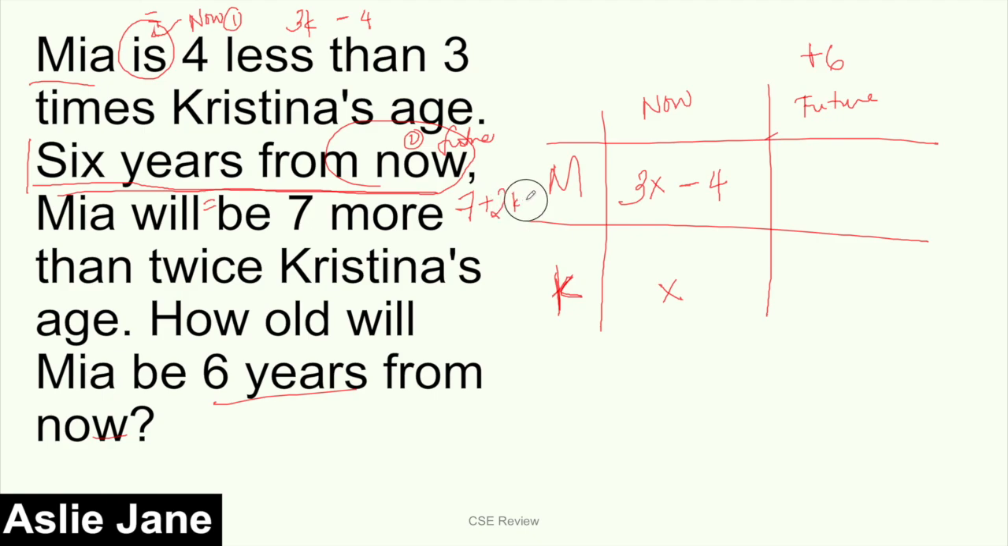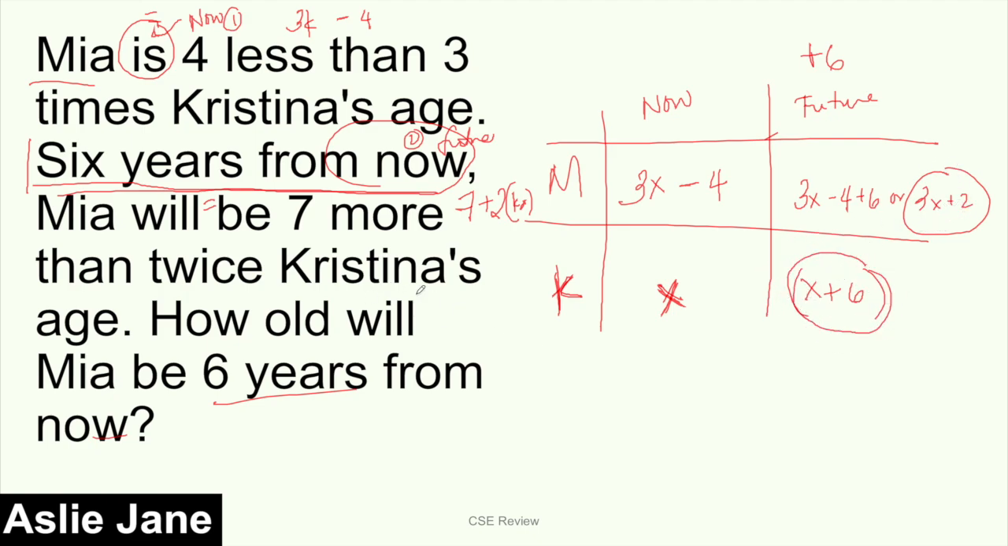Ngayon, ano yung Christina's age? Ngayon, yung Christina's age, in the future, kung siya ay x ngayon, in the future, siya ay magiging x plus 6. At kung ano man daw ito, pag minultiply mo sa 2, dagdagan mo ng 7, lalabas yung age ni Mia. Ngayon, anong age ni Mia? In this situation, 3x minus 4 siya sa now. Para malagay ko siya sa future, gagawin ko siya 3x minus 4 plus 6 or 3x plus 2. Okay? So, si Christina x plus 6, si Mia 3x plus 2.